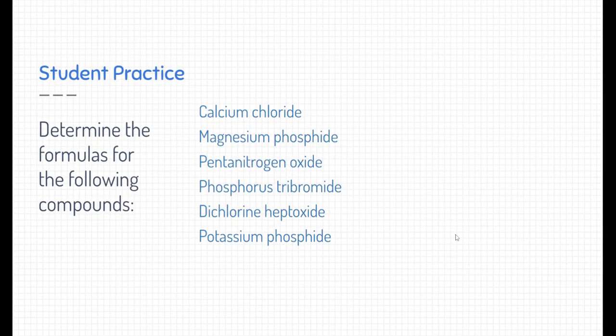All right, so let's do some practice. Just so you know, I've taken out all the metallic bonds here. Metallic bonds are really simple. We're just going to focus on the ionic and the covalent. So let's start with calcium chloride.